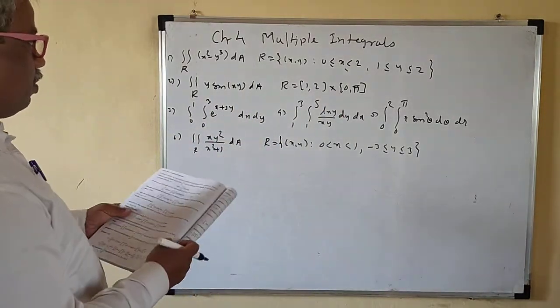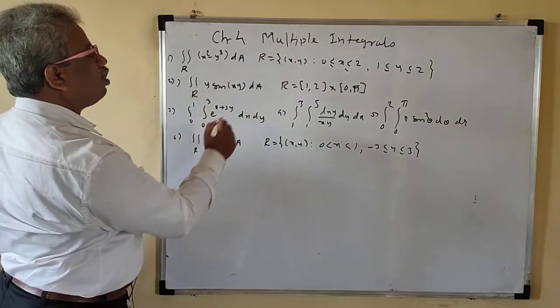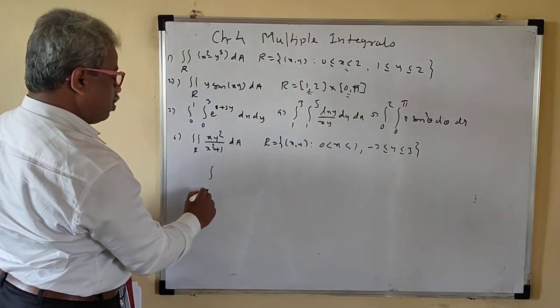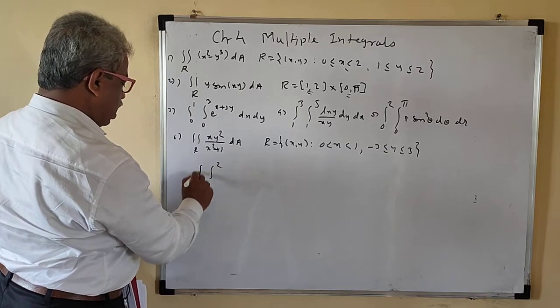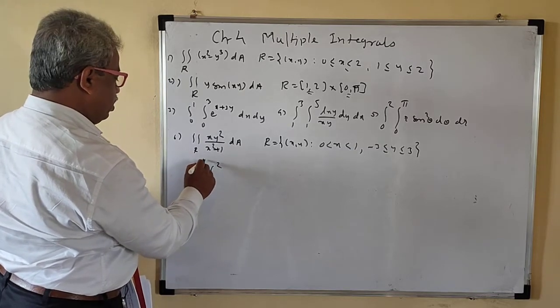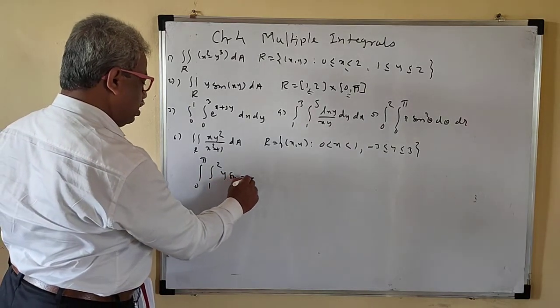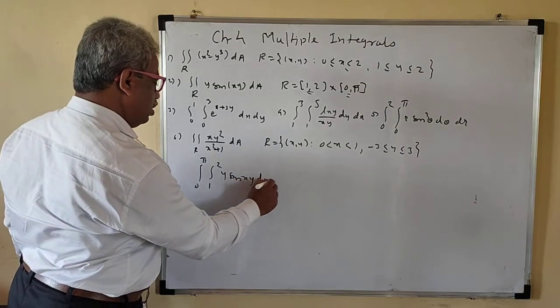Some calculation may be wrong, so you should correct that. Now suppose we have this function. So what will we do? These are the limits of x and these are the limits of y. So limits of x are 1 to 2, and I will write here the limits of y, 0 to pi, y sin xy dx dy.